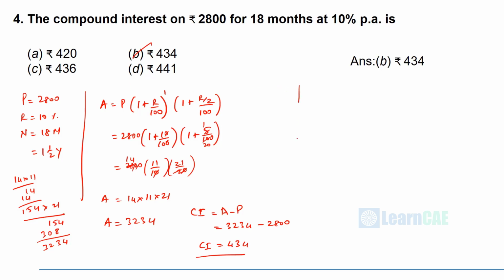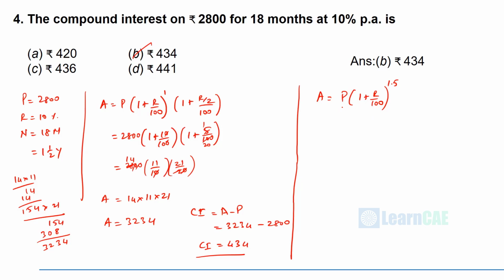But actually the formula for this kind of case will be different. This is for your information, not for solving the cases. Whenever the number of years is given as a mixed fraction, then we can choose A is equal to principal into 1 plus R by 100 power 1.5. We can express the number of years in terms of fractions here, but it will be difficult to solve this kind of fraction in the power, so we can use this formula.